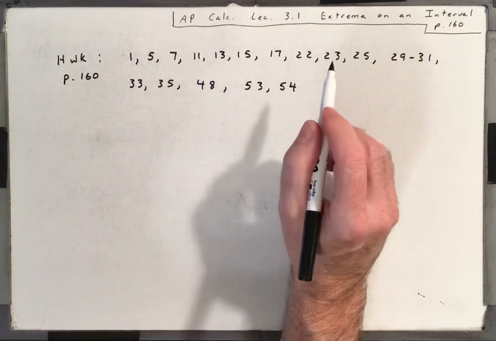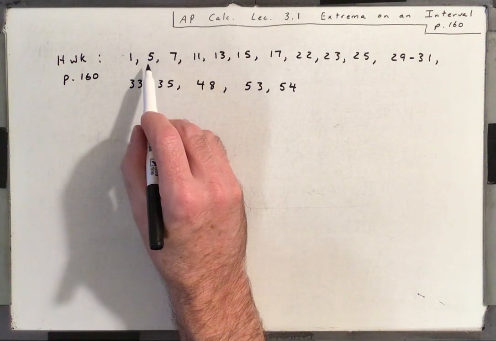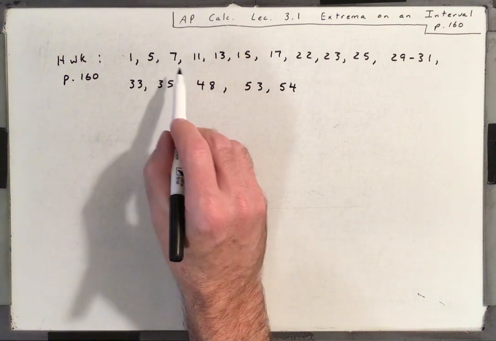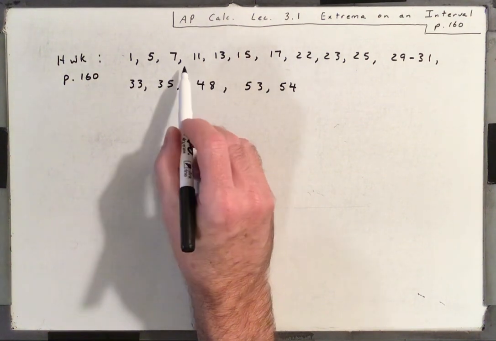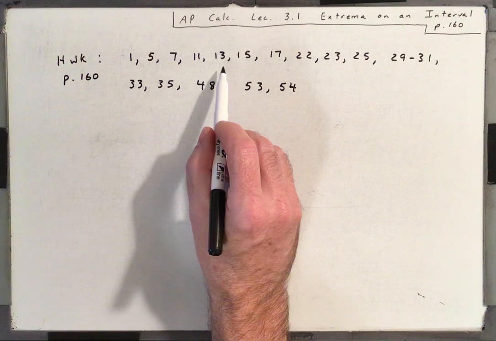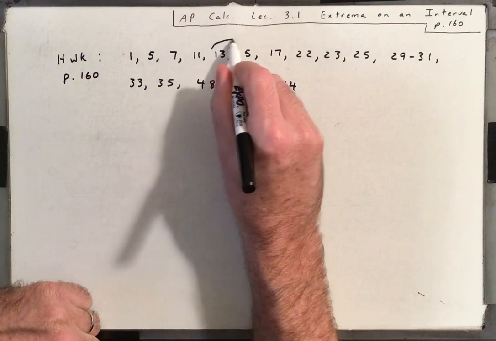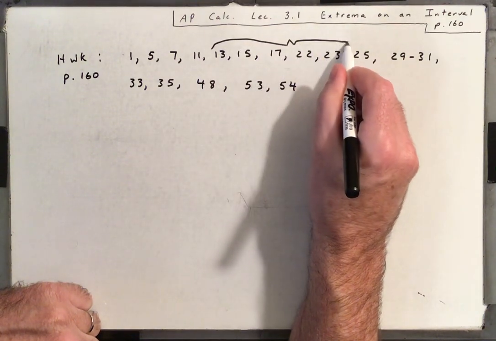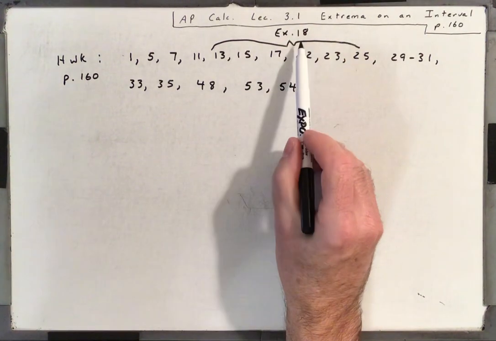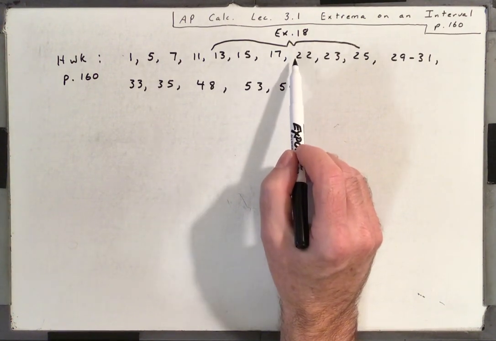Okay, so for 1 and 5, you have example 3 that we went over. For 7 and 11, I worked for you example 8. 13 through 25, you want to do 13 through 25. That's just like example 18. So I want you to do it exactly like that. Evaluate the left endpoint, the right endpoint, and the critical point, and then pick out your maximums and minimums.